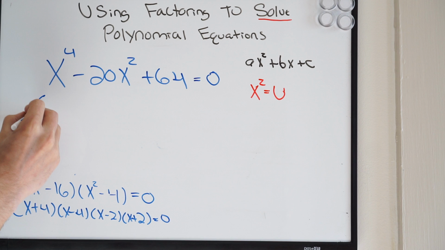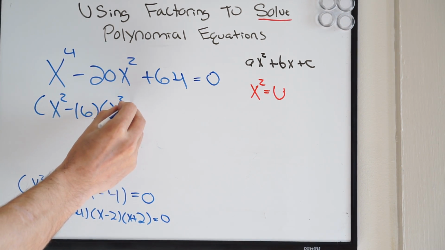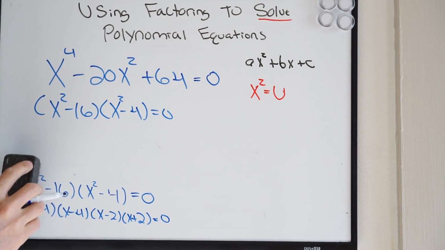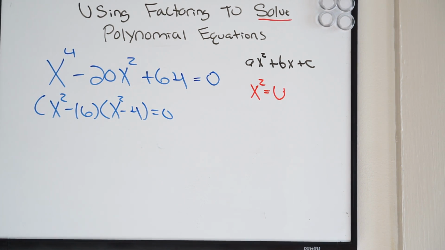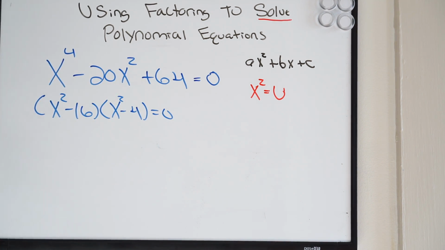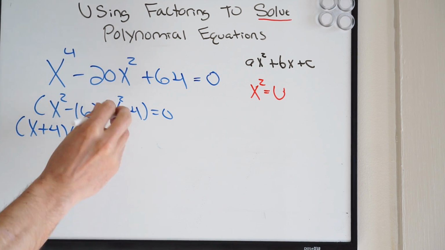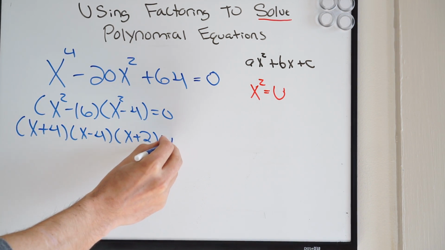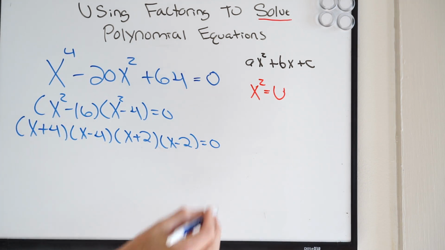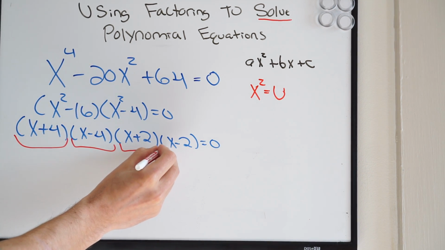So what we have now is x squared minus 16, and then x squared minus 4, all equal to 0. And we said that we can use a difference of two squares here, or you can just take each of these factors and solve. It doesn't matter, you'll still get the same answer. I'm just going to expand this a little bit further. So we'll have x plus 4, x minus 4, and then here we'll have x plus 2 and x minus 2, all equal to 0. And now it's quite simple. You just take each of your factors, set them equal to 0, and solve.